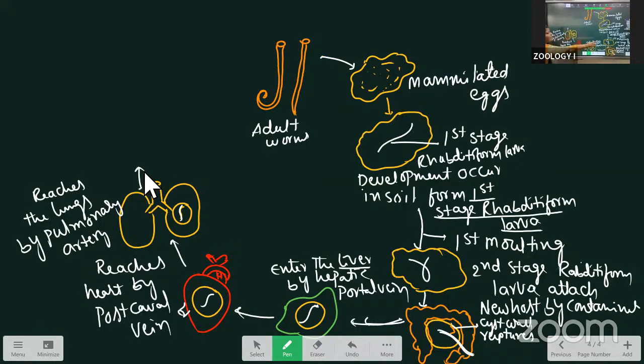The first molt occurs outside only, inside of the soil, forming the first stage rhabditiform larva, which becomes a second stage larva. The next molt, the second, does not occur in the liver, the heart or the intestine. No molting occurs there. Next, inside of the lung alveoli, the second molting occurs.